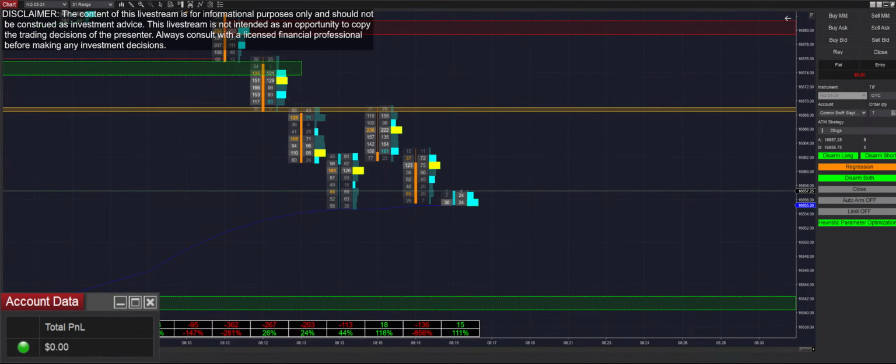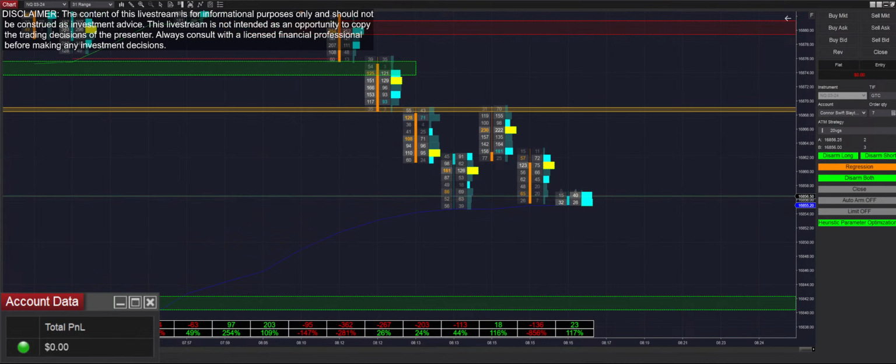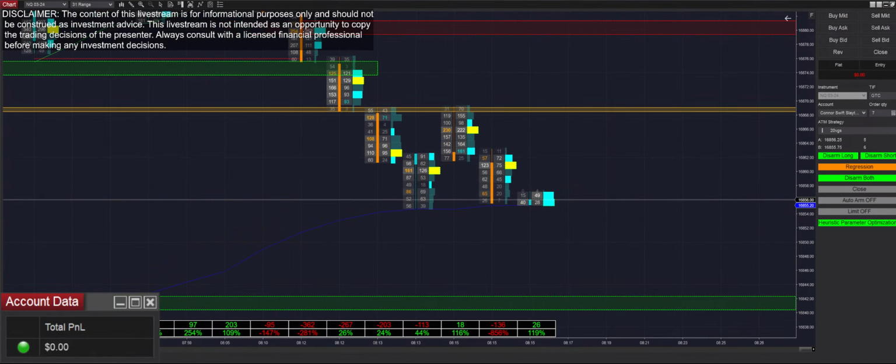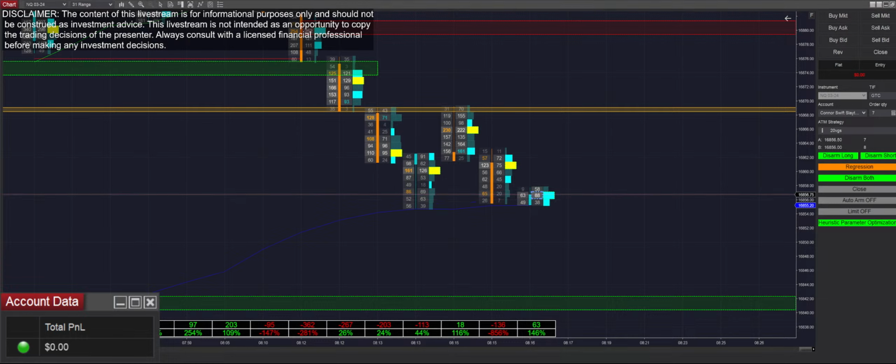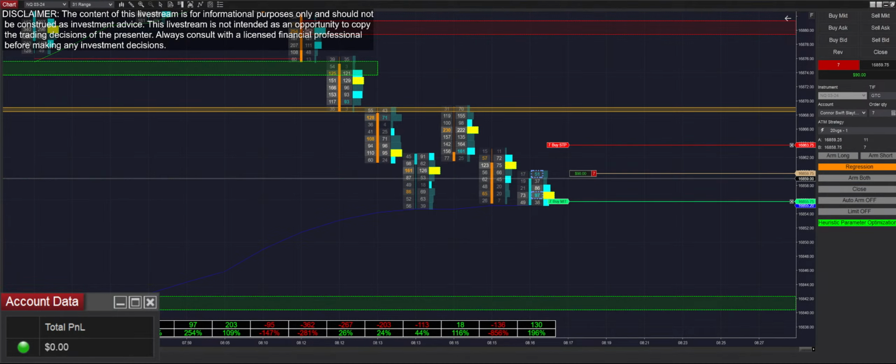We can play this bounce here. If it bounces off of this zone here, that's definitely going to give us even more reason to be inside of regression mode. We just got filled into a short trade here.